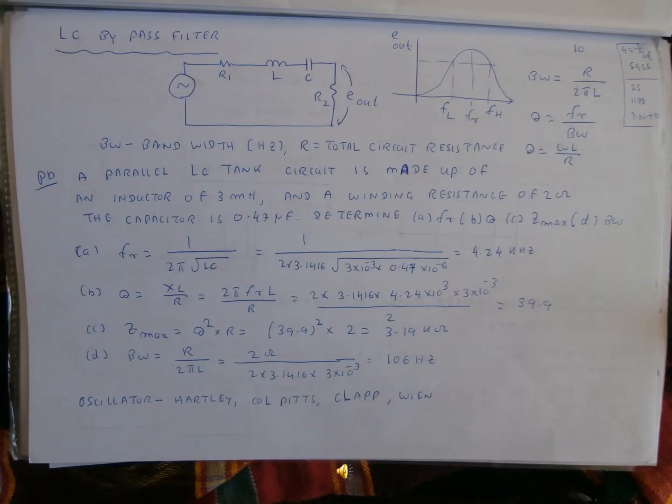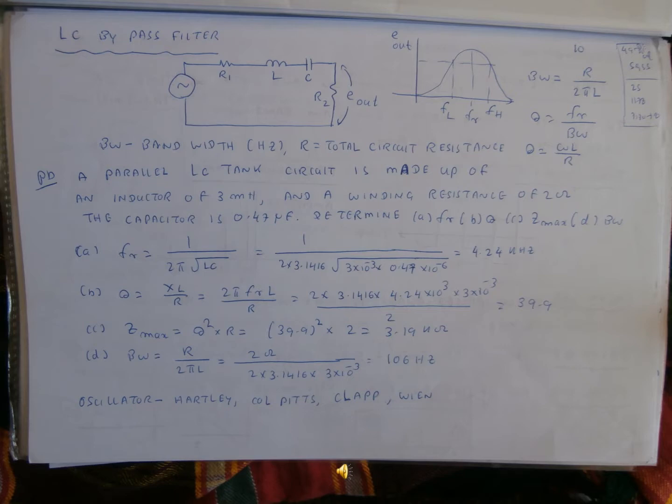Then we can also talk about the LC bandpass filter. In this case, you see there's a signal generator, a resistor R1, and the L and C connected in series, and the output resistor R2. This is the LC bandpass filter.